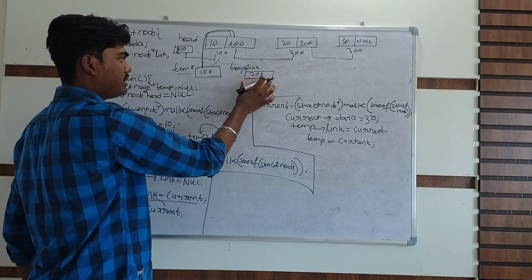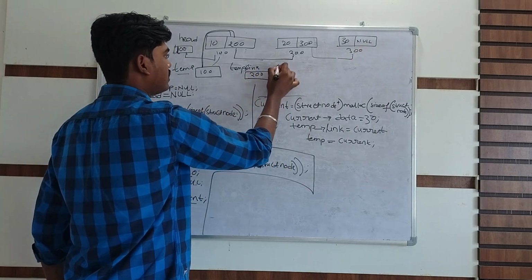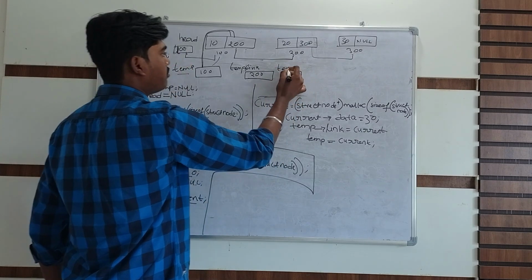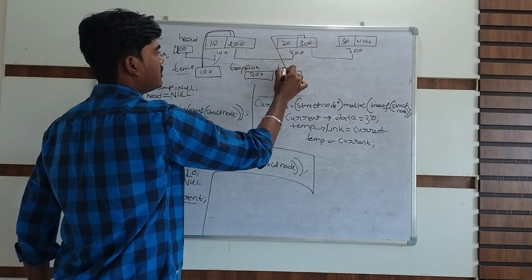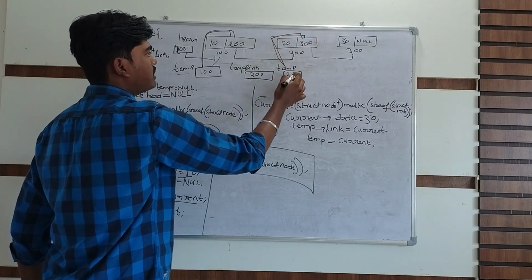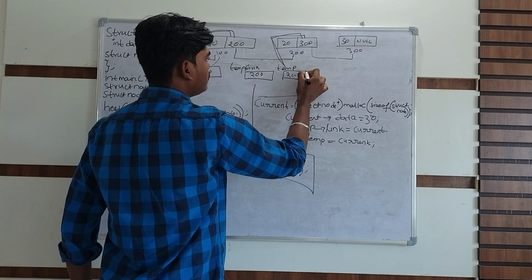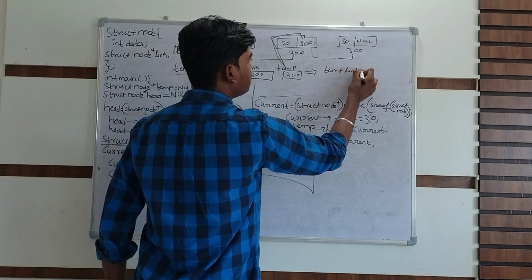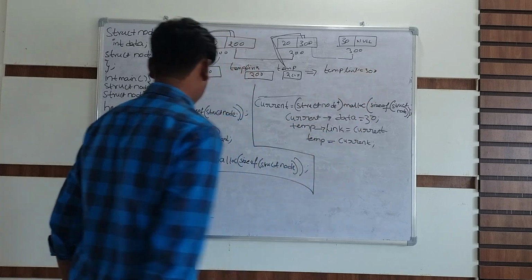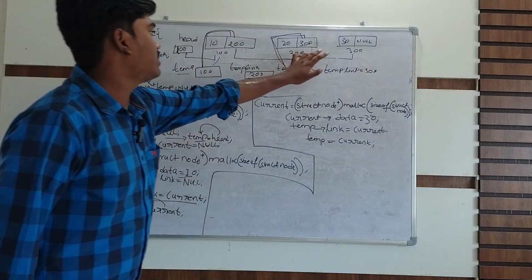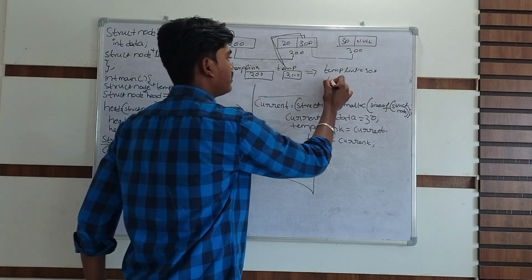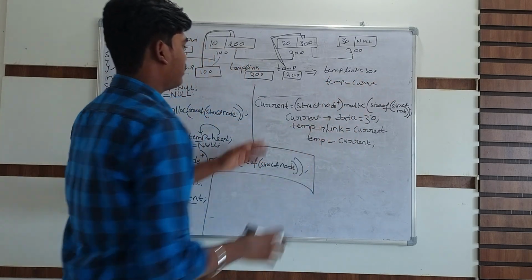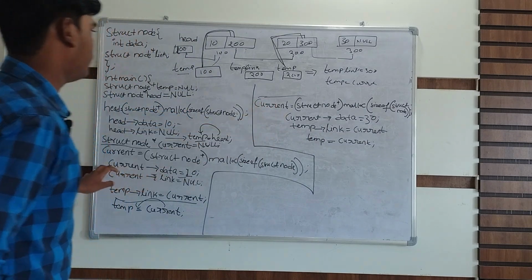Now temp link was 200. Now temp is what? 200. This is temp link. Temp link is pointing to 300. So what does it become? Temp link becomes 300. Like that we are connecting the second node to the third node after storing temp equal to current. Here we created the third node and second node.